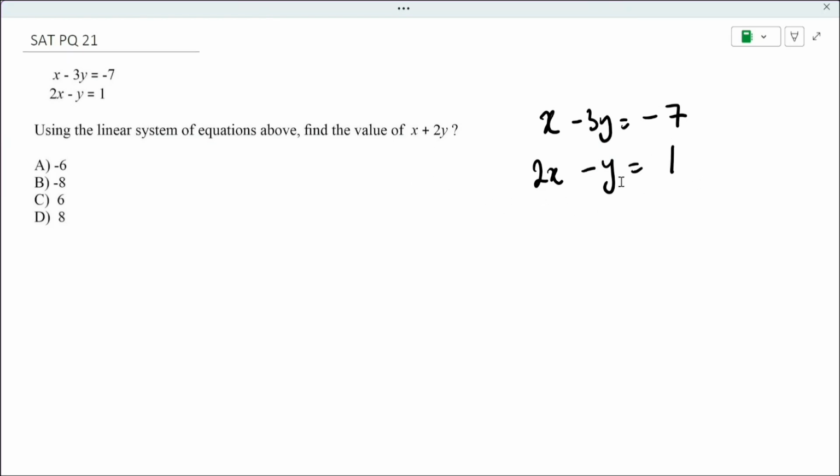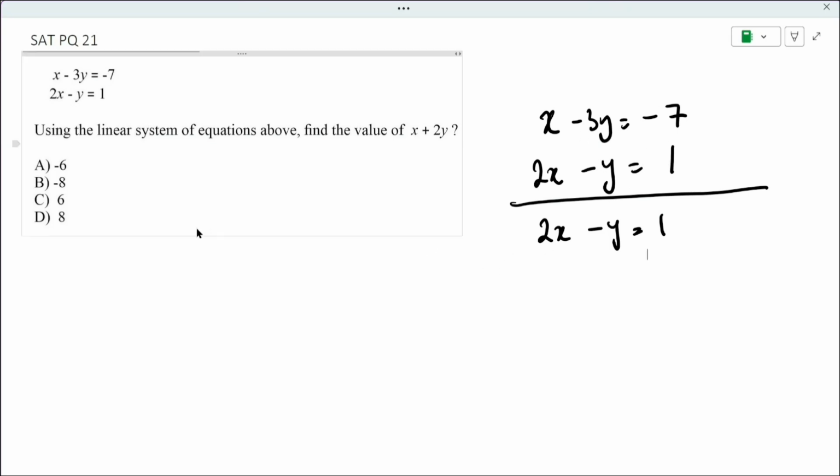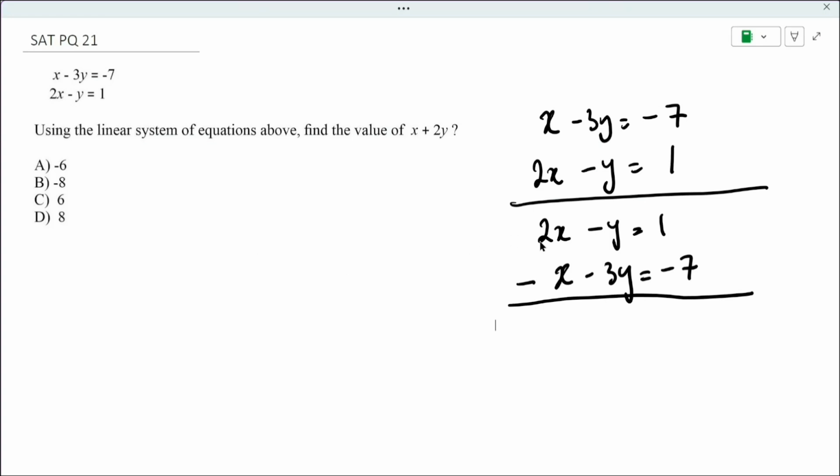You should also note that it's allowed to make this the first equation and this the second equation. What is simply being said is you can have 2x minus y equals 1, taking this as the first equation, then x minus 3y equals negative 7 as the second equation. So we switch this from the first to the second and this from the second to the first. And using the shortcut method, you can just subtract. So you have 2x minus 1x, that will give you x.